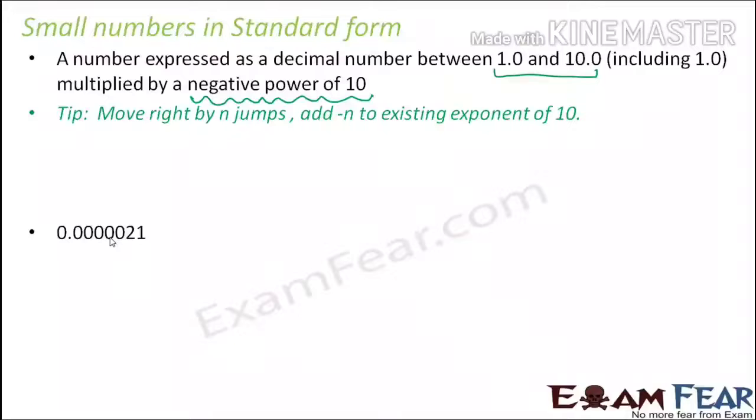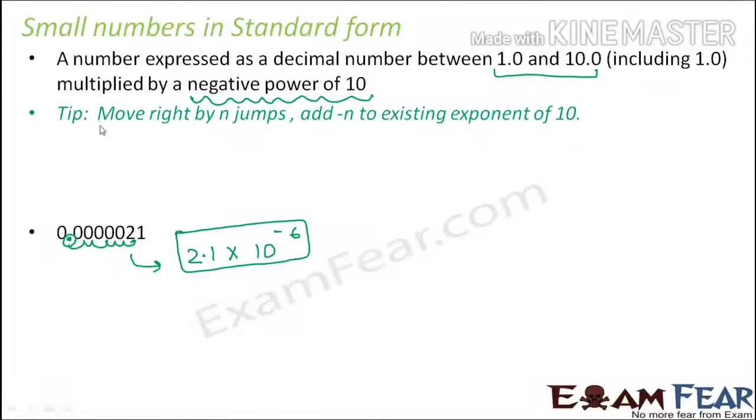So let's suppose you have this number 0.00000021. So how do you write this? Here your decimal point is currently here. How many jumps do you need to make so that you form a number which lies between 1 and 10? Obviously you should bring the decimal point here so that it becomes 2.1 and then multiplied by a negative power of 10. And what would be that negative power? That will be determined by the number of jumps that you have taken. So 1, 2, 3, 4, 5, 6. So this would be 10 to the power minus 6.